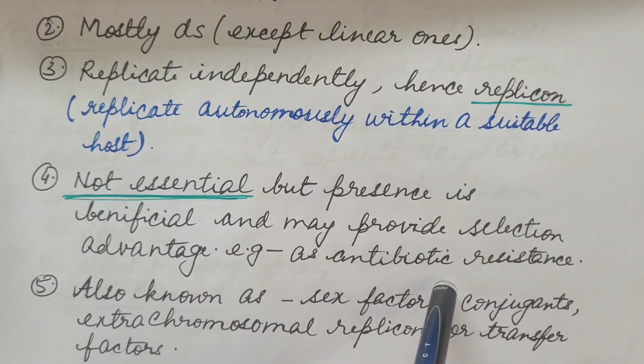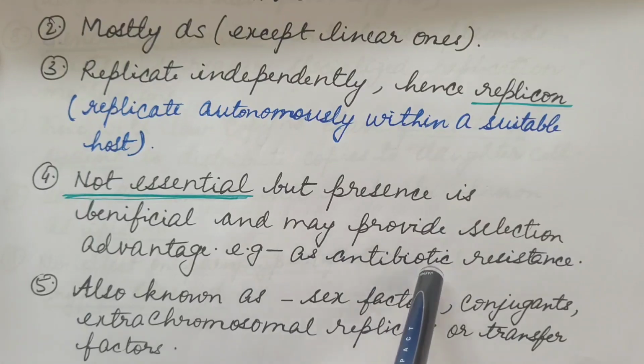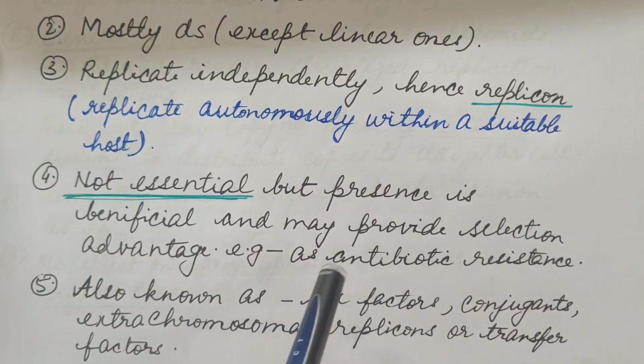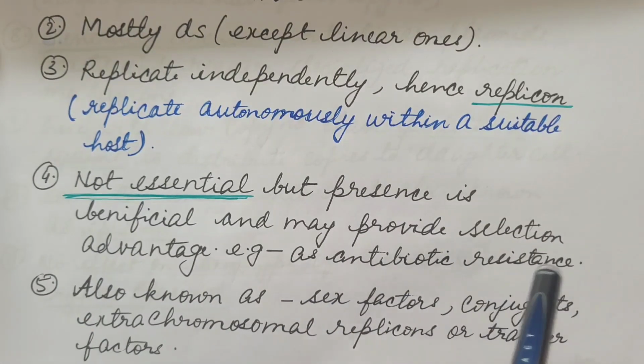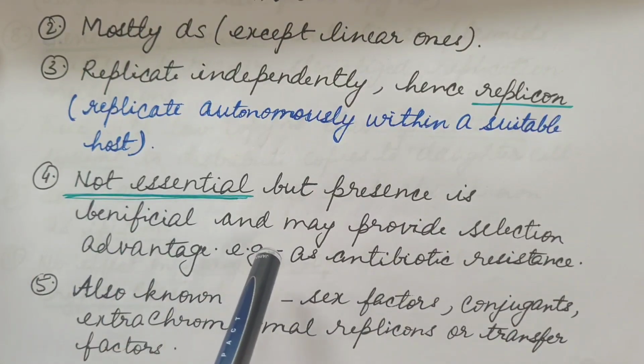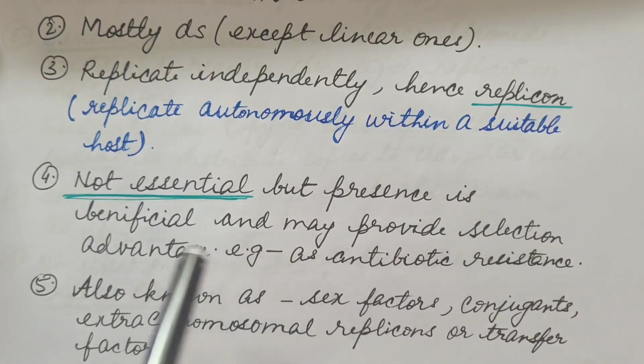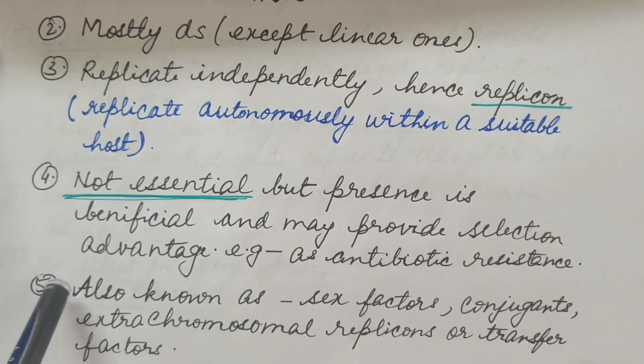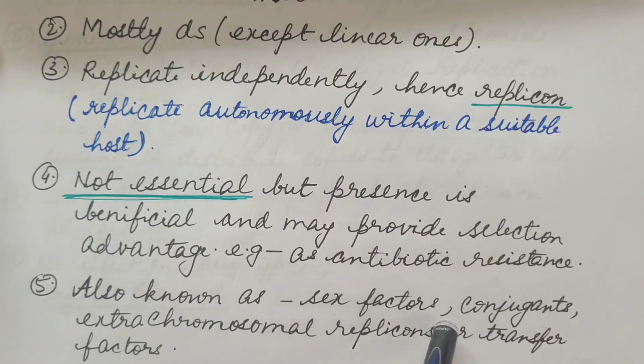But in the presence of antibiotic, the plasmid carrying cell has advantage over the cell in which plasmid is absent. That is, those having the plasmid which has genes for the antibiotic resistance can survive, but those in which the plasmids are absent, these are sensitive to antibiotics and hence these are killed. Plasmids are also known as sex factors, conjugants, extrachromosomal replicons or transfer factors. This we will understand better in horizontal gene transfer video.